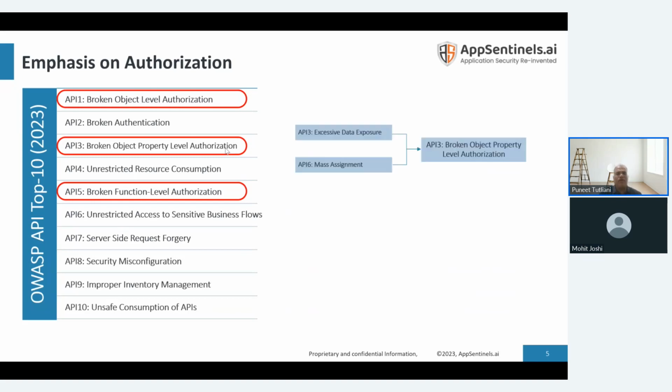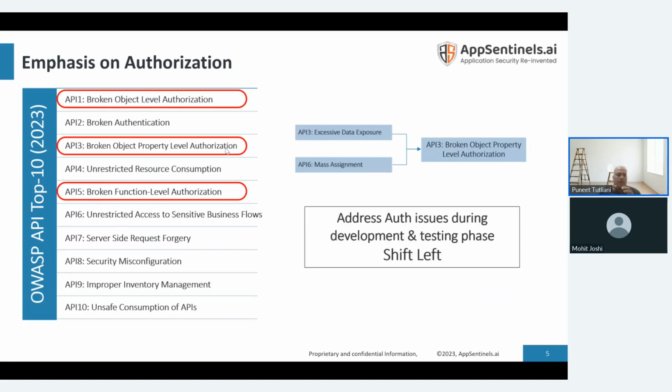Now, one of the important points over here is, if you really think of authorization, the right way of addressing authorization issues is during the development and testing phase, which is nothing but the shift left phase. What it means is that organizations can and should spend more time adopting the right security tool which can identify and find some of these issues during the development cycle only, because these are very complex issues to do runtime protection for.